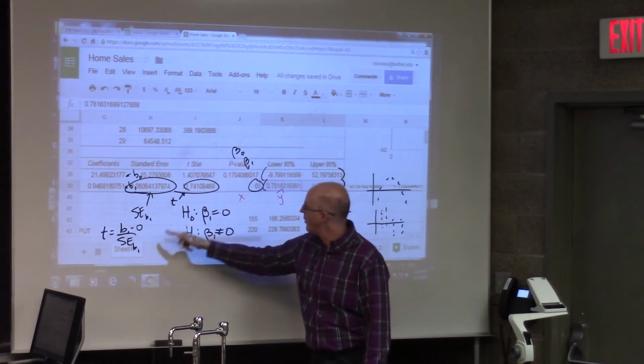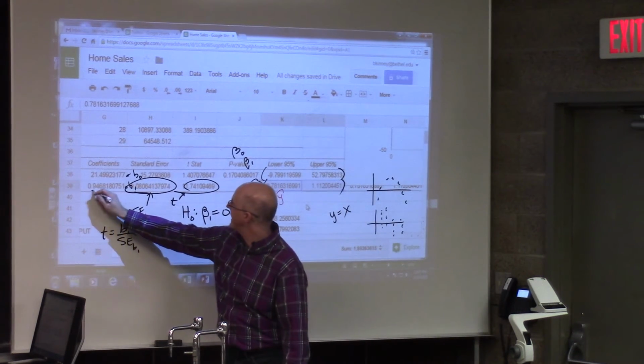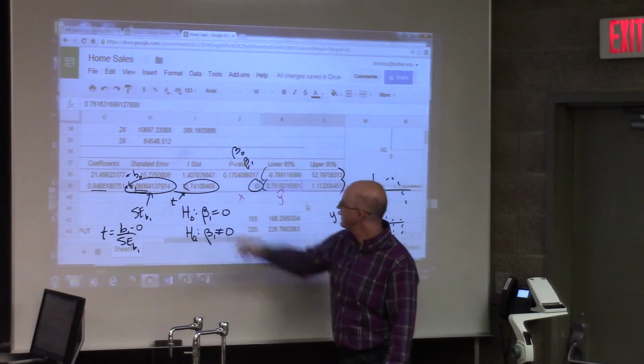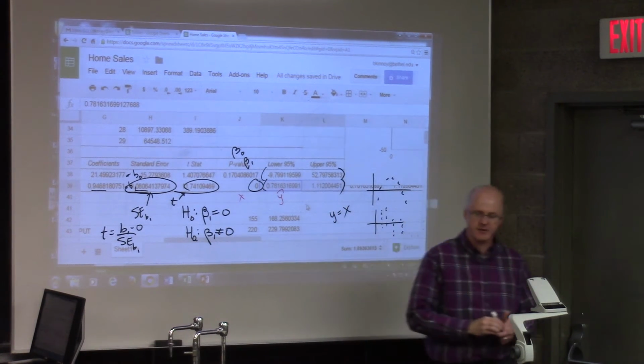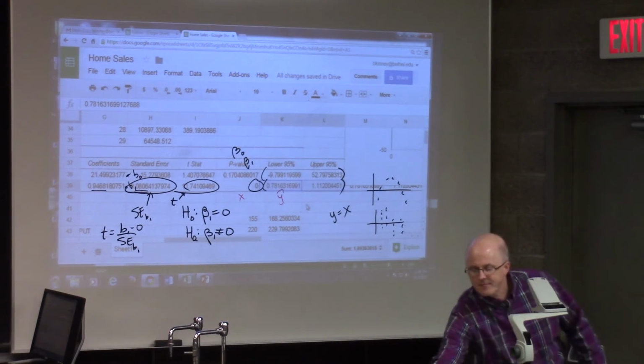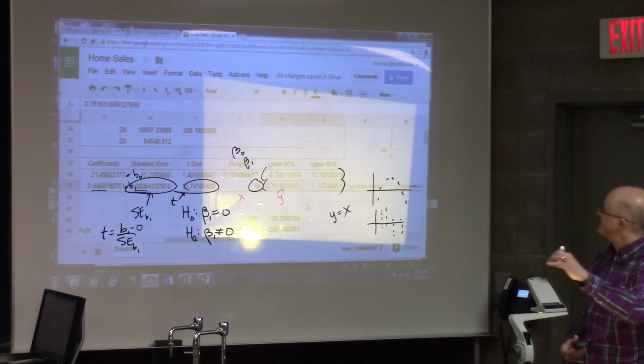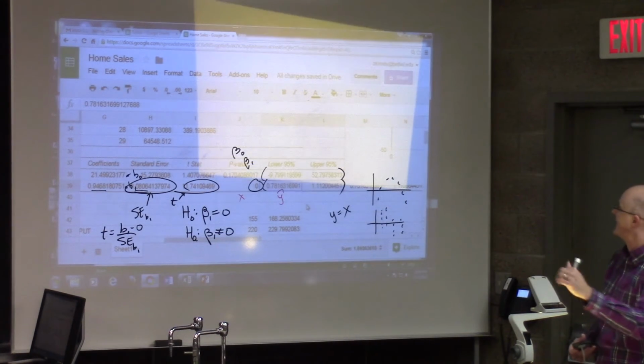But this ratio, taking this number, the 0.9468, and dividing it by this number, the 0.0806, gives you about 11.74. Try it on your calculator right now. You should know that. You should be able to check the numbers on this table to that extent.